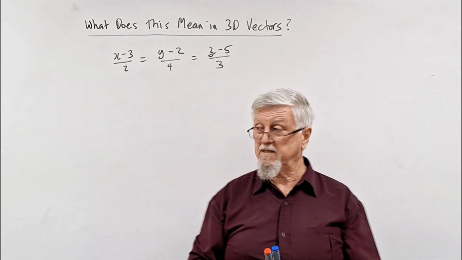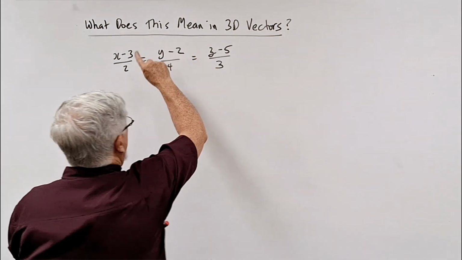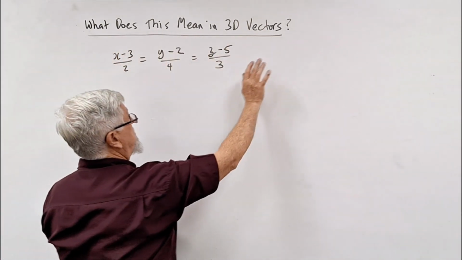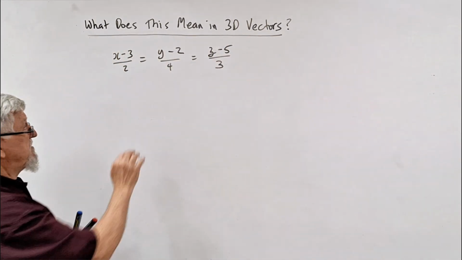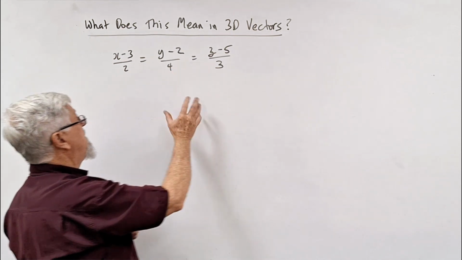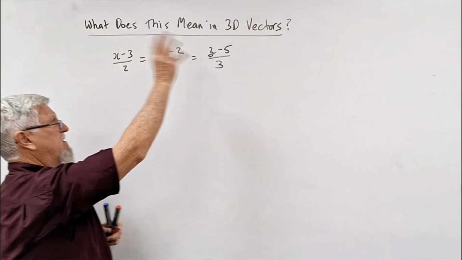This concept occasionally turns up in 3D vectors and I find it throws people off. Let's have a look at what it is. I've actually written this on purpose. What does this equation mean in 3D vectors? What makes it different is the fact that it's got the two equals. So something in x with something in y with something in z.